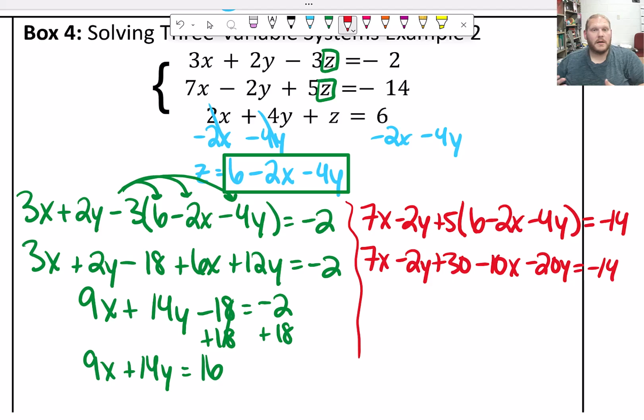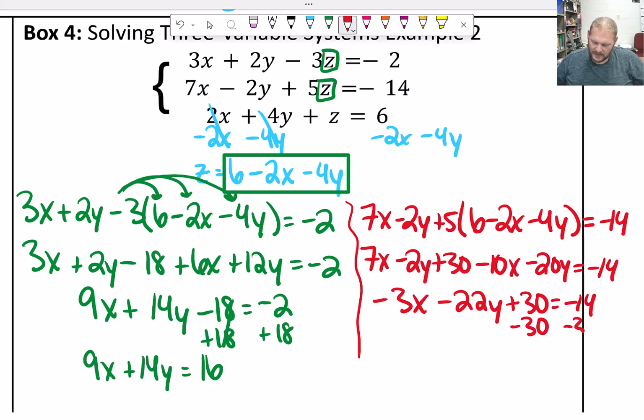And then I can start collecting up my like terms. So I've got 7x and negative 10x for my x values, which is negative 3x. Negative 2y and negative 20y is negative 22y. Plus 30 equals negative 14. And so when I subtract my 30 on both sides, I end up with negative 3x minus 22y equals negative 44. Okay, so I've gotten it down to a 2 by 2.